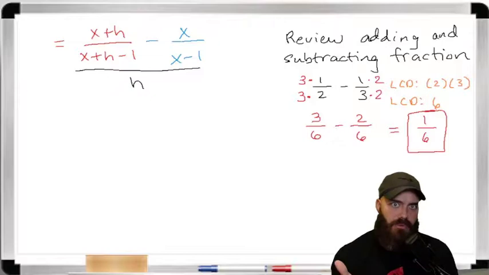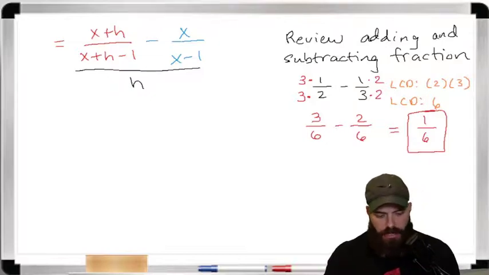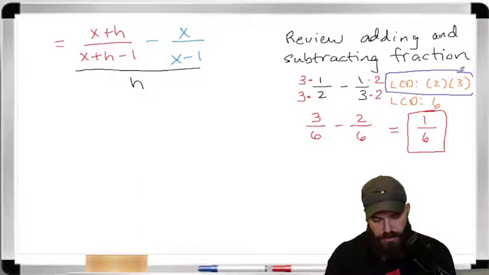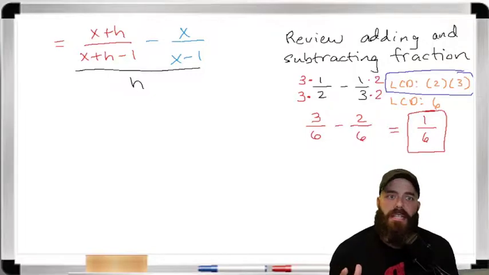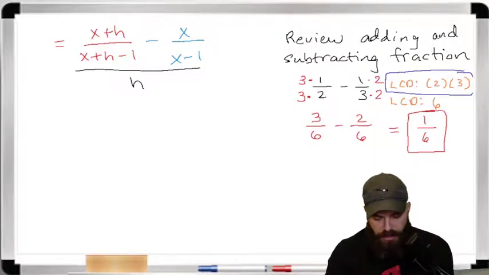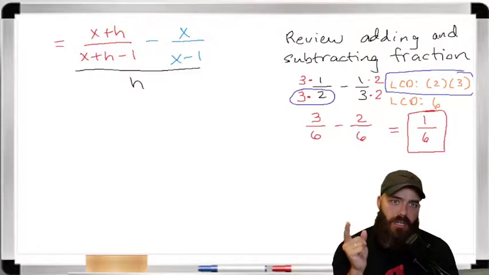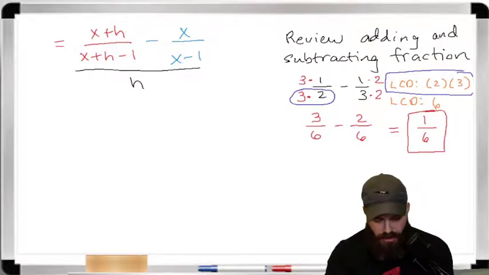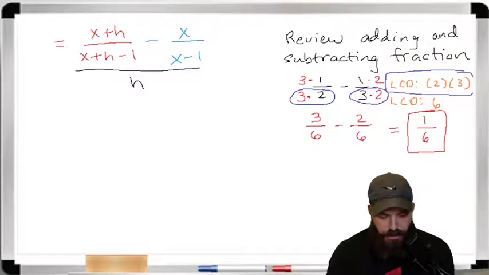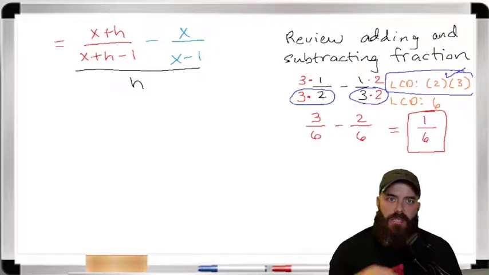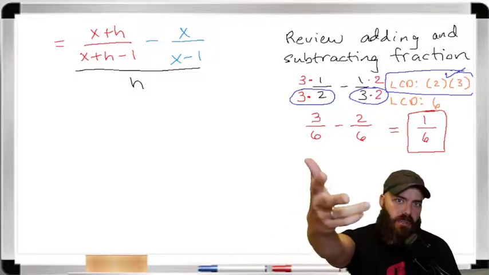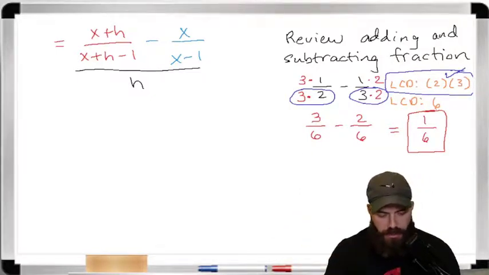Now, why do I like to review it this way? If you look at how I wrote the LCD first, I wrote it as 2 times 3. The reason I like to write it as 2 times 3 is because that tells me over here I need to make sure I multiply the 3 times 2 and then the 2 times 3. Notice both of those look like that. Now let's keep that idea in mind as we do the rest of this difference quotient.